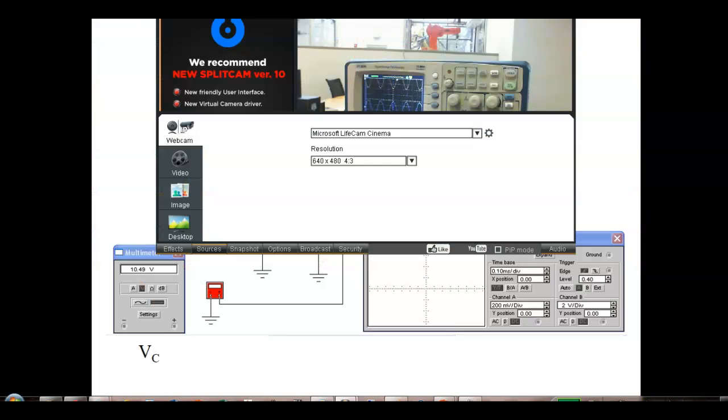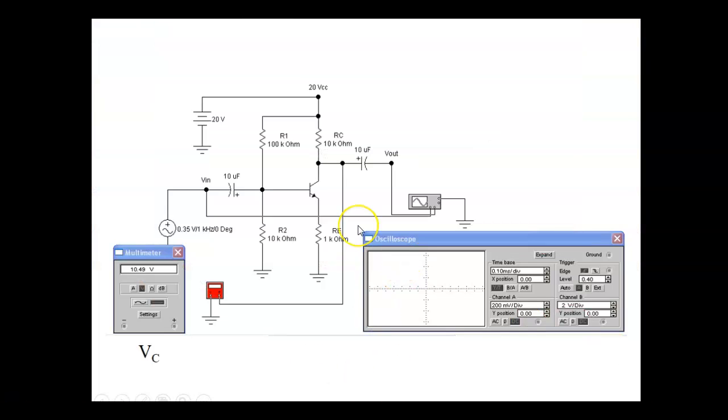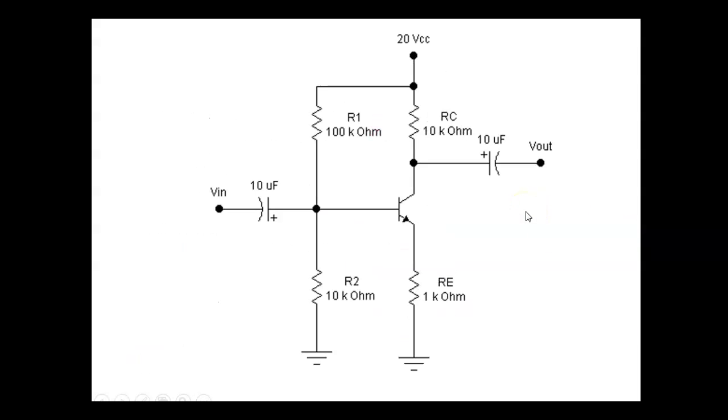One more thing. I'm going to take this circuit right here, and I'm going to do something very interesting. I'm going to come over here and take a capacitor, and I'm going to put it right here.